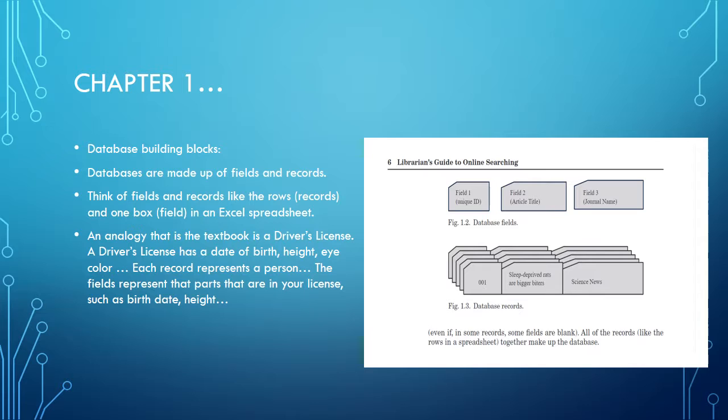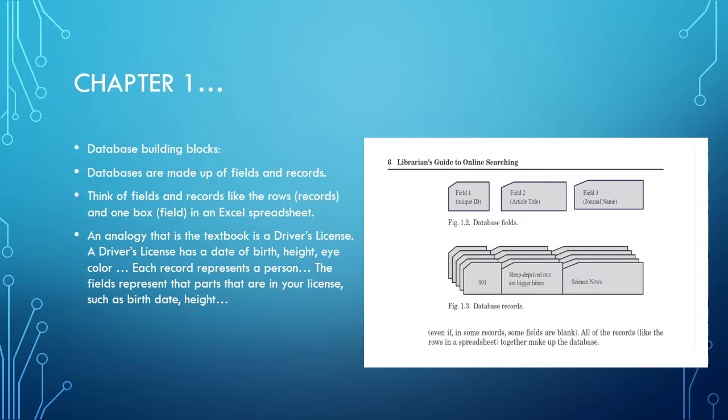Database building blocks. Databases are made up of fields and records. Think of fields and records like the rows (records) and one box (field) in an Excel spreadsheet. Another analogy in the textbook is of a driver's license. A driver's license has a date of birth, height, eye color, and so forth. So each record represents a person. The fields represent the parts that are in your license, such as date of birth, height, eye color, and so forth.